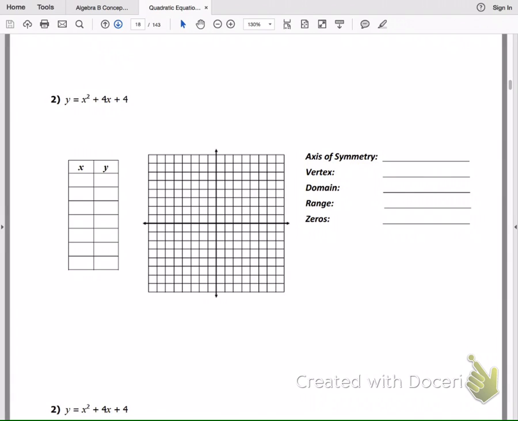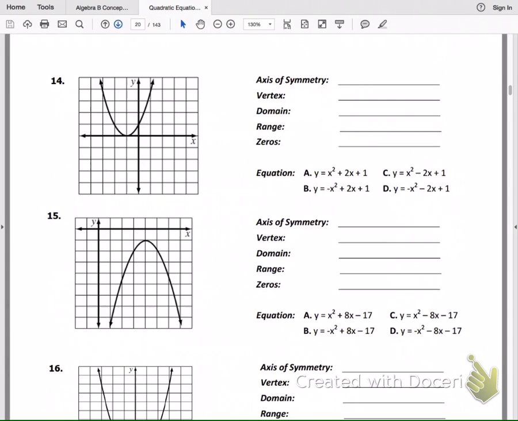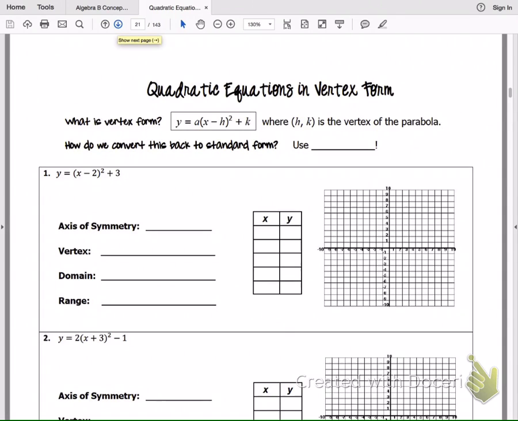Flip till you find this page. It's like 2 pages over. Quadratic equations in vertex form. This will be the final thing we're doing today. There are 3 questions here and I'll be done. I'll probably use it for a warm-up. Flip a couple pages over till you find it. I could tell you it's page 5, but they're not numbered, so it's not going to help you.